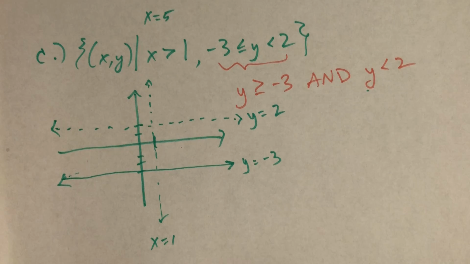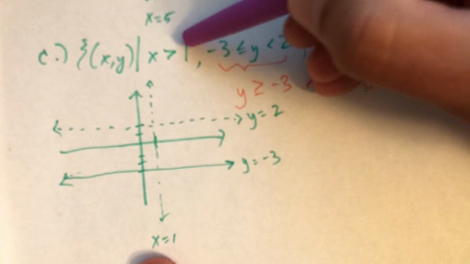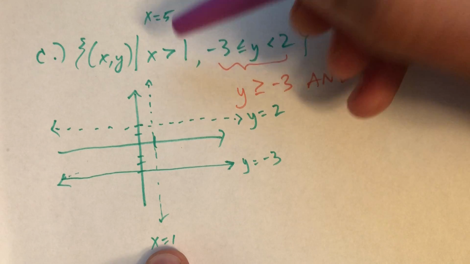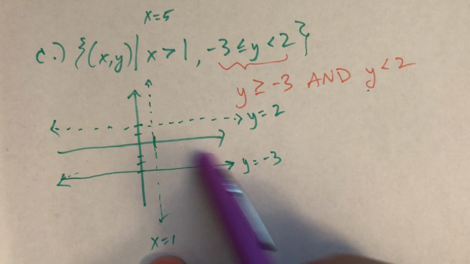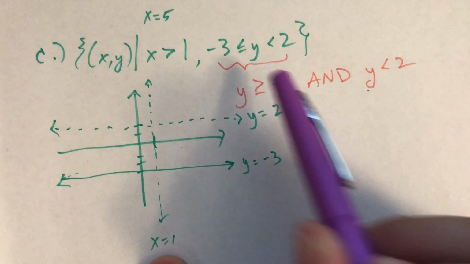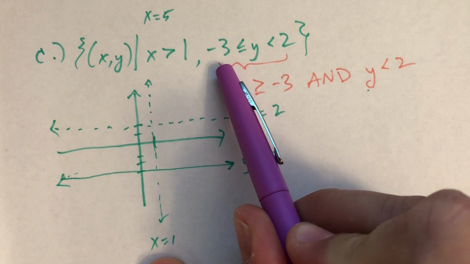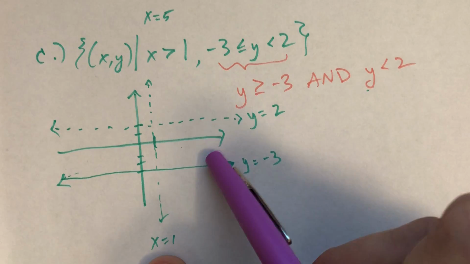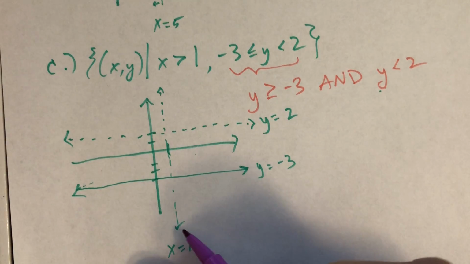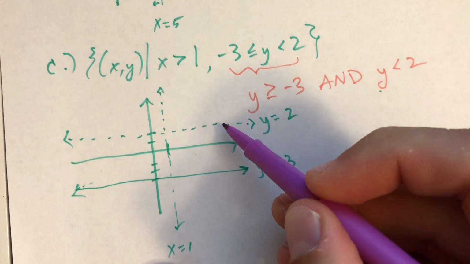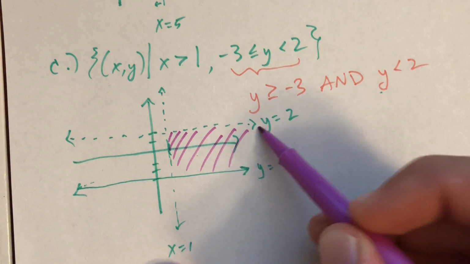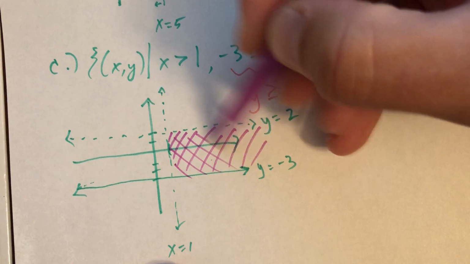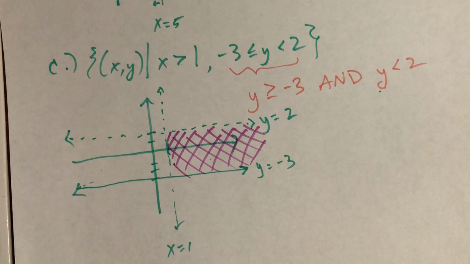Okay, so just put it all together. We want our x coordinates to be larger than 1, which means strictly larger. They can't be on this line. They've got to be on this right side. We've got our y coordinates have to be between -3 and 2. Well, those are all the values in here. So if we had to be right of this line and below this one and above this one, well, here's your region that you'd fill in. What a beautiful rectangular region.